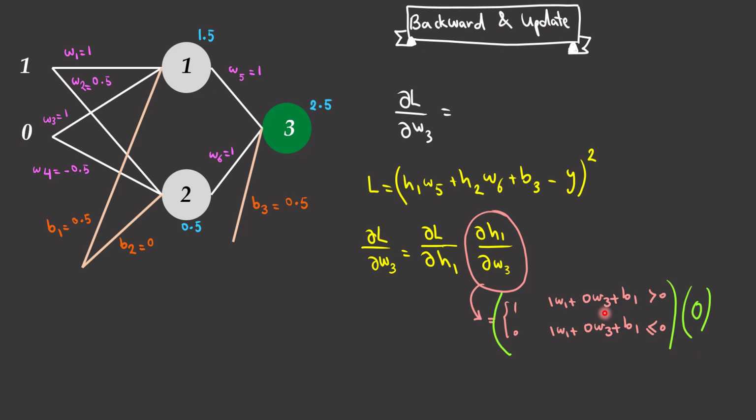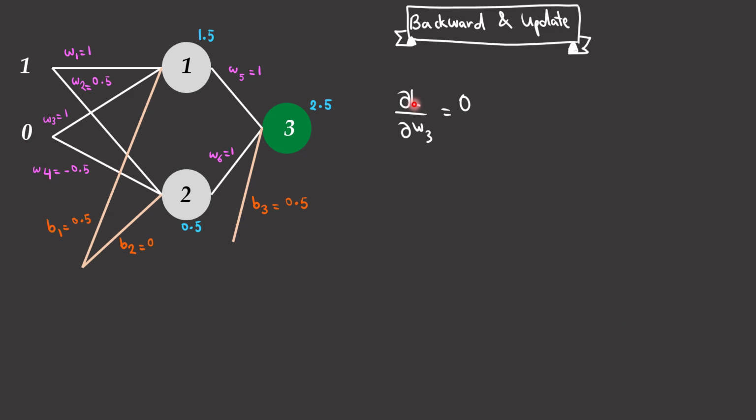And you can see this is this function times 0. So the value of this term is 0. So 0 times whatever this value is going to be 0. So you can see that the partial derivative of the loss function with respect to w3 is 0. So when we want to update w3, it doesn't change; the new value of w3 would be the same as the old value because the partial derivative is 0.